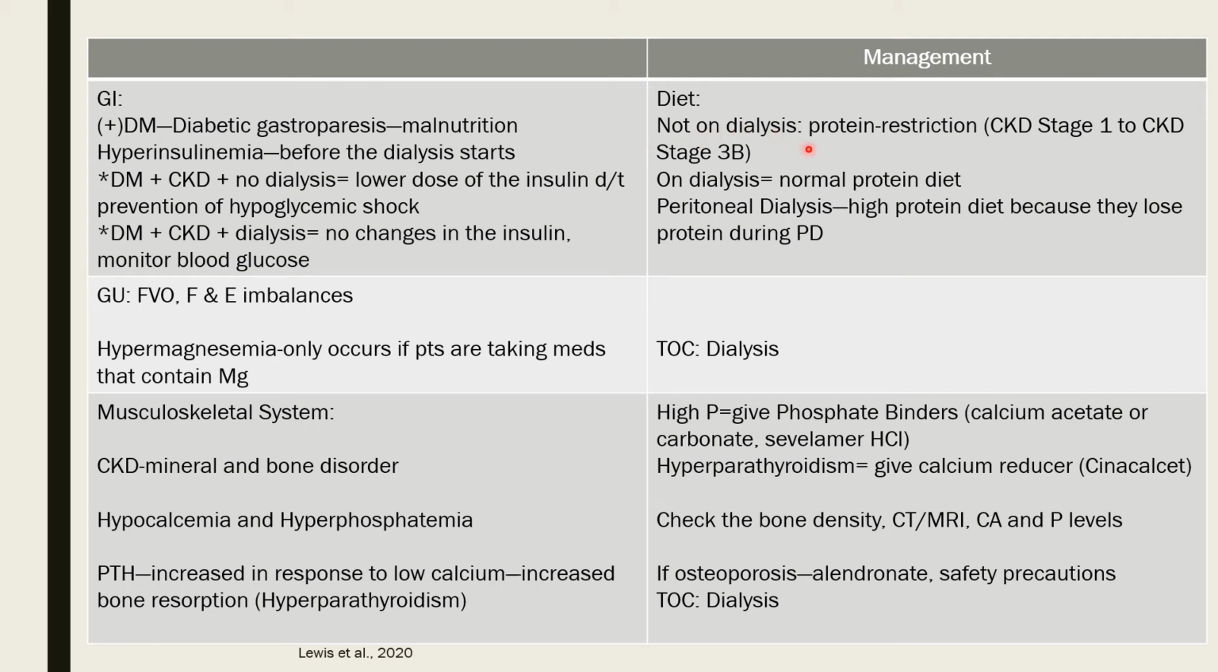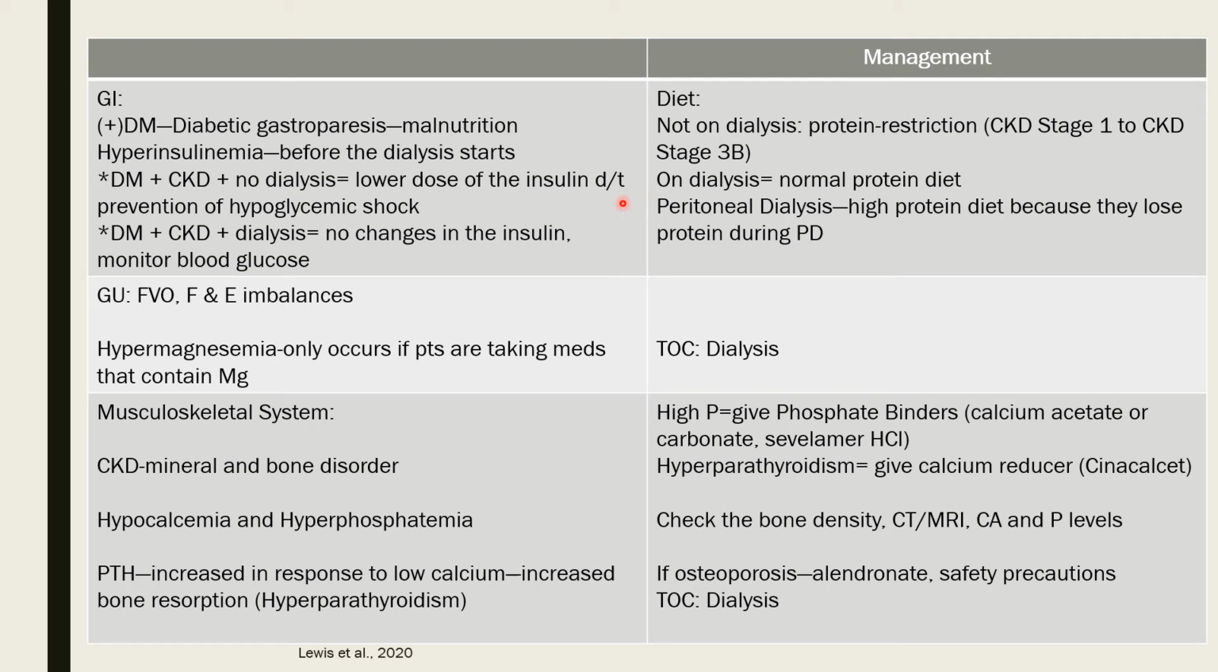And again, when it comes to diet, it varies. If your patient is not on dialysis, we need to restrict them from eating anything with protein. But if they're on dialysis, they can have a normal protein diet. And if they are on peritoneal dialysis, they can have a high protein diet, because with peritoneal dialysis, they lose a lot of protein by using this type of dialysis treatment.